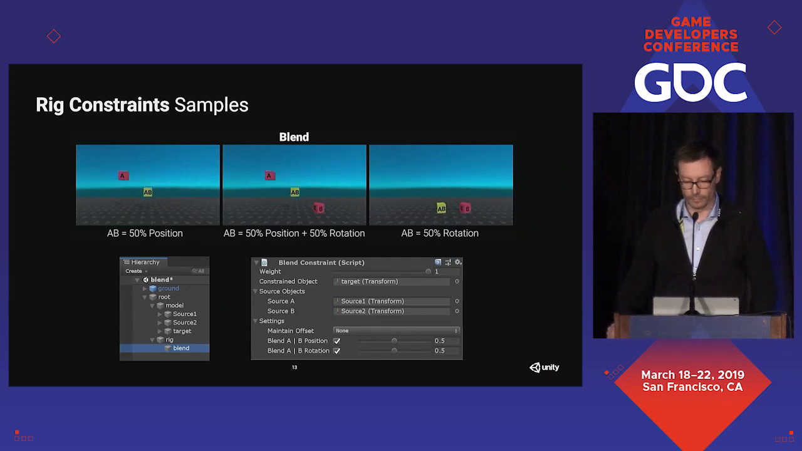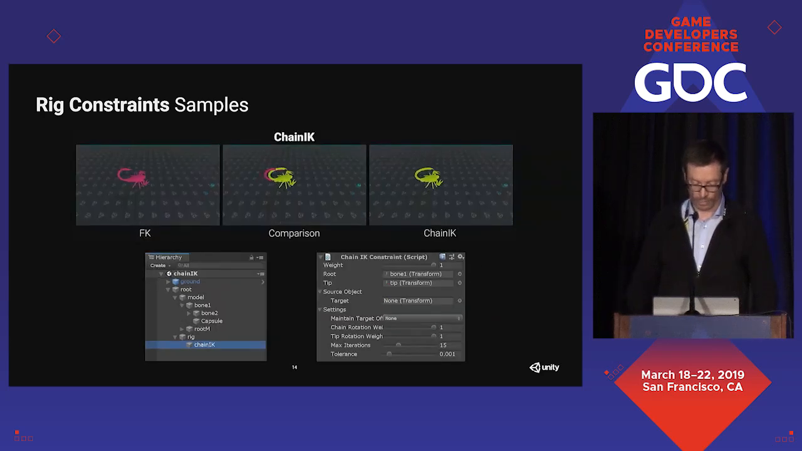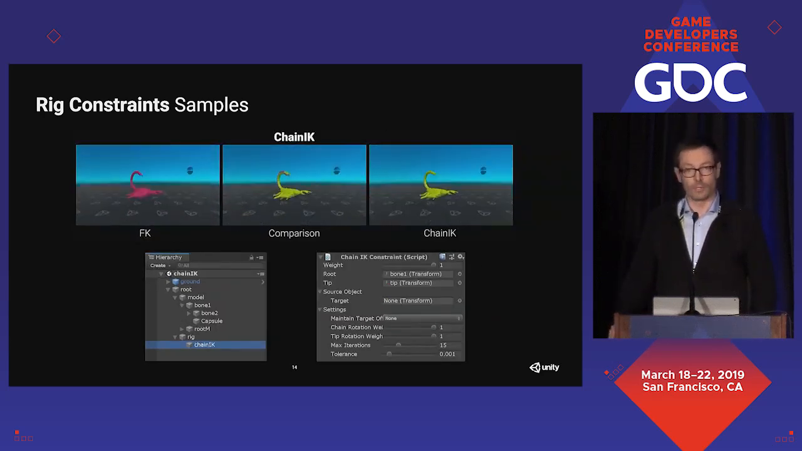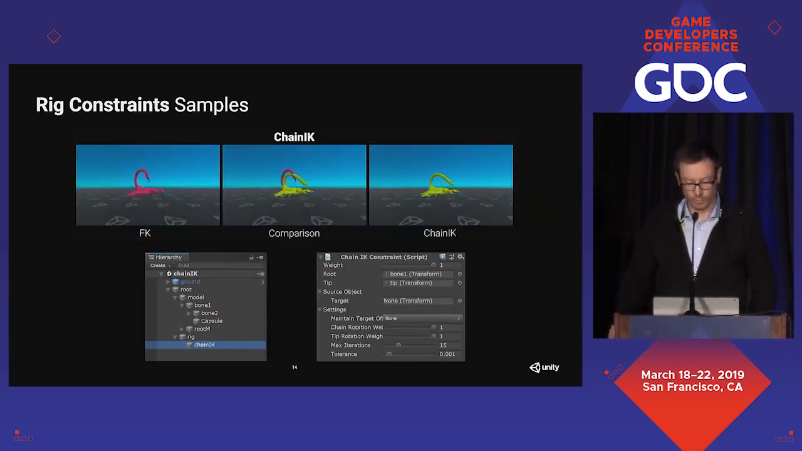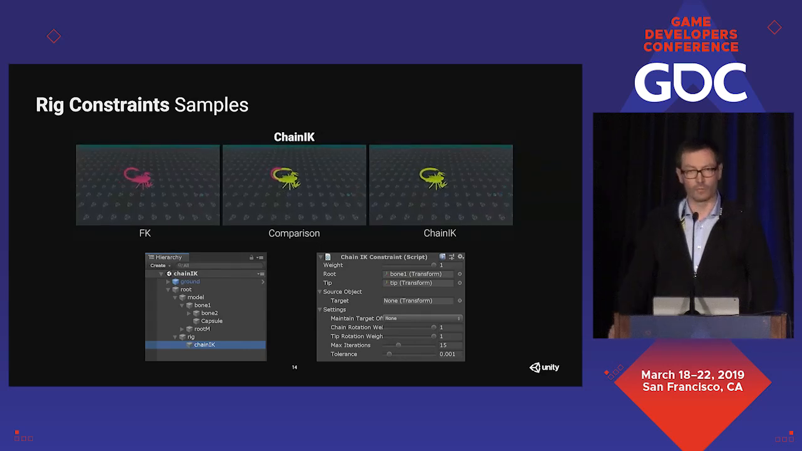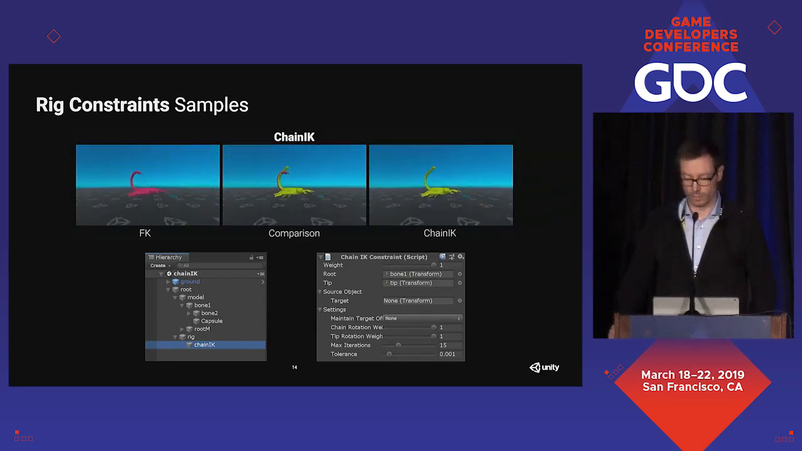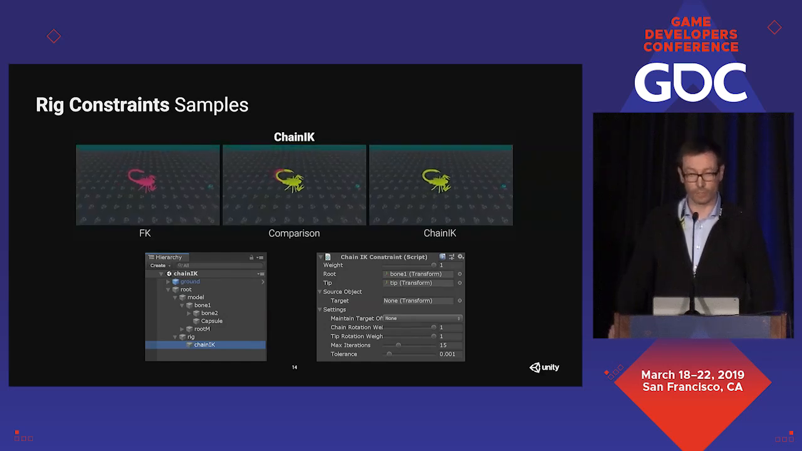Here's what they look like. The sample scene for the blend constraint. Very straightforward. This is how you can blend the position and rotation between two different transforms. Each one has its own weight value. And I've already showed the two-bone IK constraint. We have a different kind of IK solver as well. This is the chain constraint, chain IK. It's useful for longer bone chains like this tail of a scorpion.